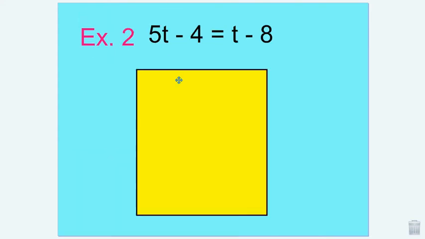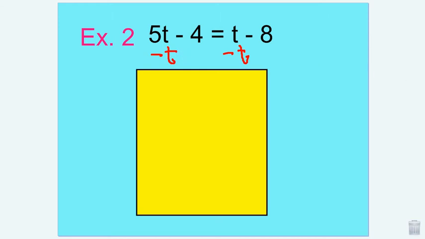All right, let's look at this next one. Very similar to the last one. 5t minus 4 equals t minus 8. So again, I have 5t and t, so t is the smaller of the two, and if I subtracted 5t, I would have a negative 4t over here. I don't want a negative. I want to keep it positive. So instead of subtracting 5t, let's go ahead and subtract t here and here.